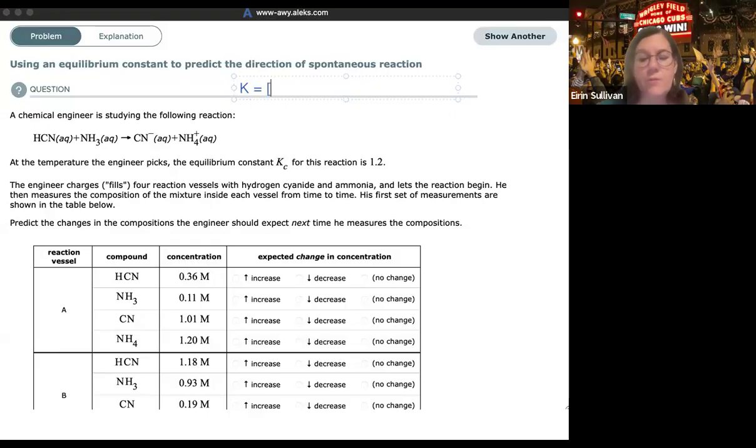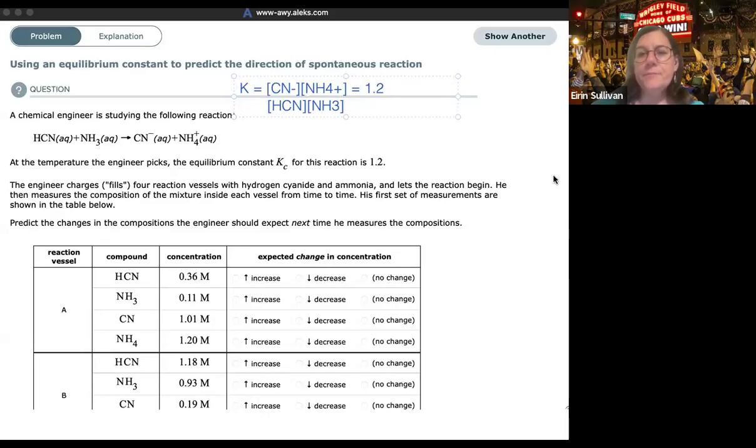So the first thing we have to do is write an equilibrium constant expression. So that'll be the concentration of our products raised to the power of their stoichiometric coefficients, which in this case is all 1 to 1, so that's kind of handy. That's nice maths right there. So the cyanide ion concentration times the ammonium ion concentration divided by hydrocyanic acid concentration times ammonia concentration. Oh, right, so this is our equilibrium constant, and we are told that the equilibrium constant is equal to 1.2. I guess I'll write that in there just to remind myself.